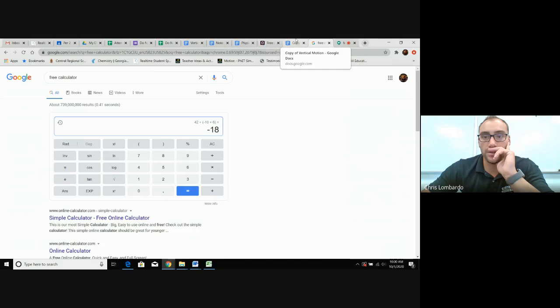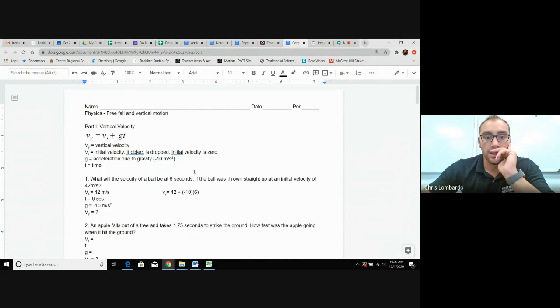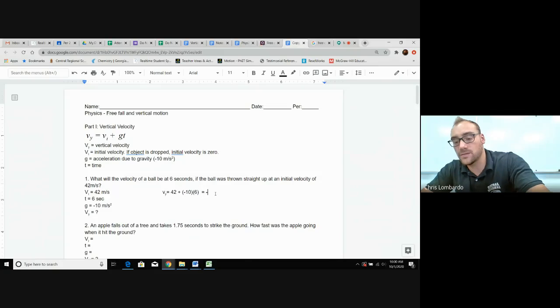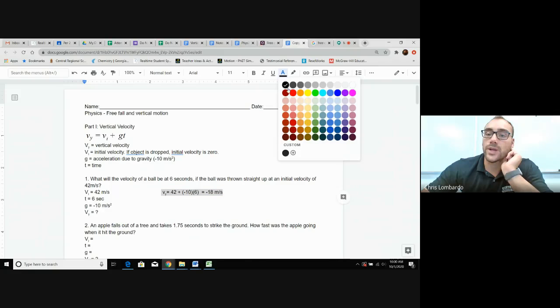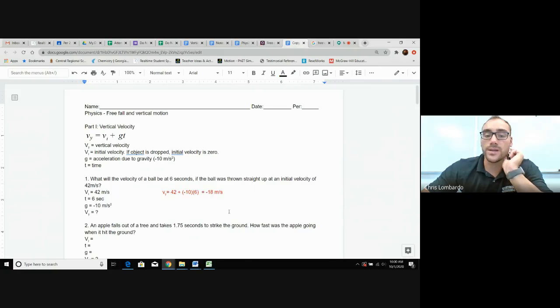So let's take a look, go back to our problem. So 10 times 6 is going to be negative 60. Add that to it. So you're going to get your answer here of negative 18 meters per second. Okay, so please, like all of our problems that we do, highlight your answers in red.